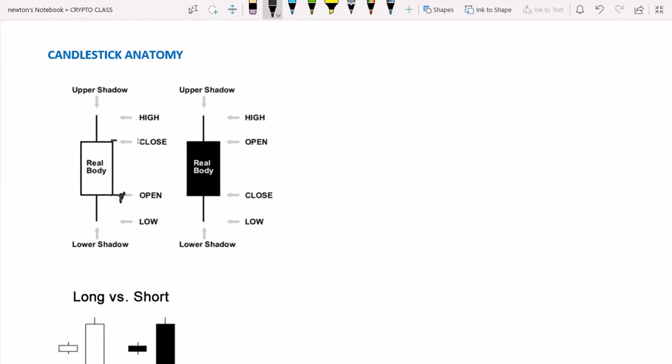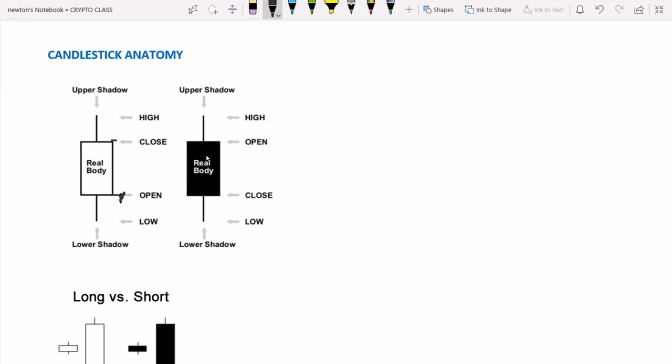And if the close is below the open, then we believe it is a bearish candle. So we just have two major and basic candles in the market. We have buy and sell. We have bull and bear. We have the bullish candle and we have the bearish candle.